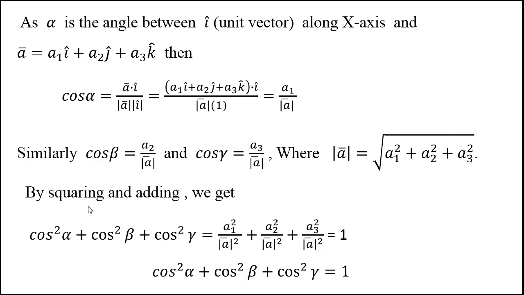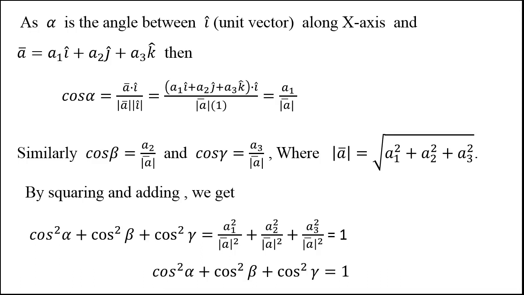Now by squaring and adding, the values of cos alpha, cos beta and cos gamma, we get cos square alpha plus cos square beta plus cos square gamma equal to the sum of the squares of these three quantities. If we simplify this, we will come to know that this sum is 1. So this is the relation between direction cosines of a line.